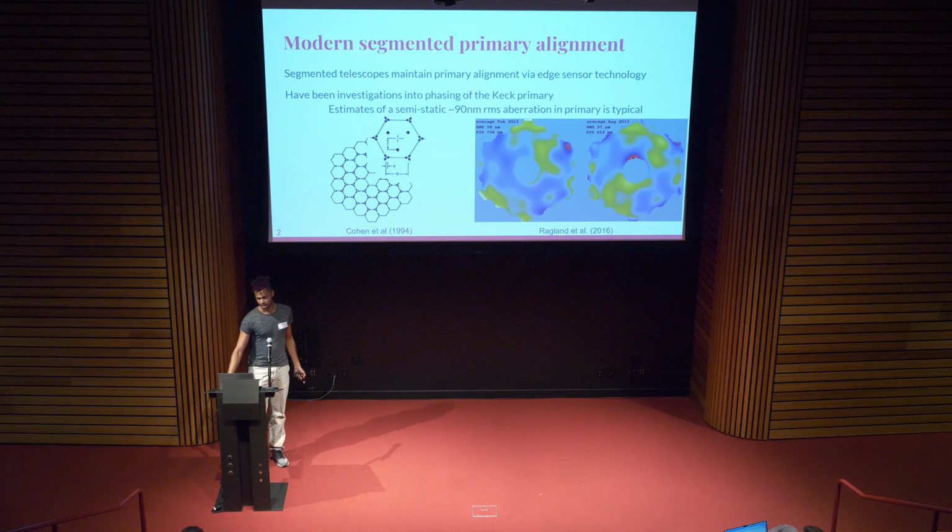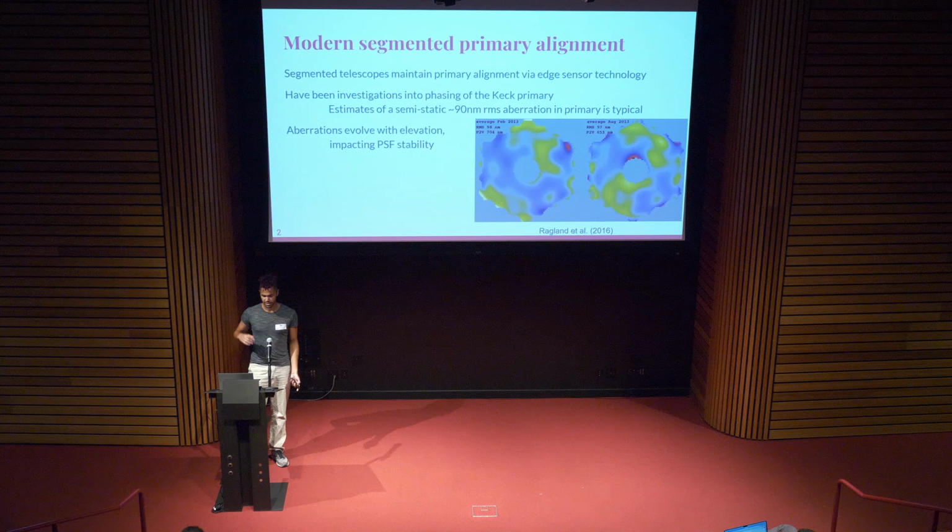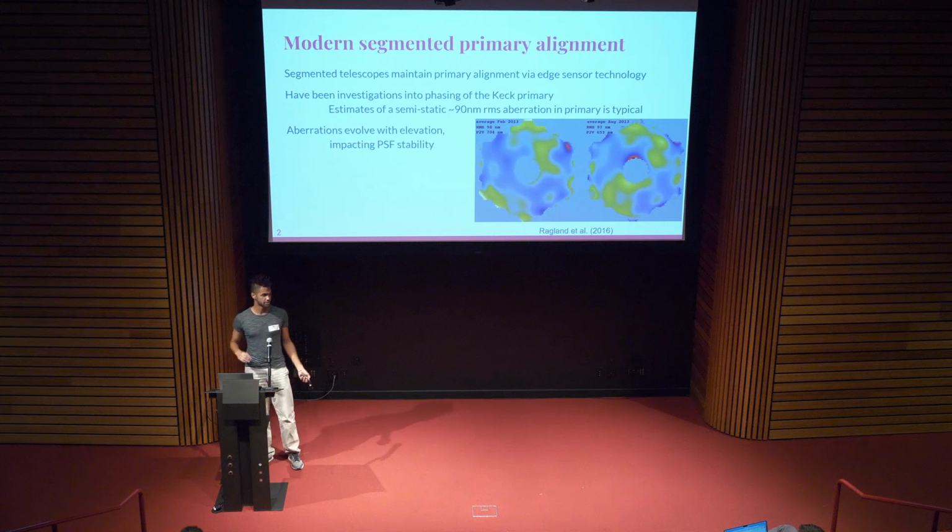Additionally, what's worse is that there's reason to believe that these aberrations will actually change with or evolve with the elevation angle of the telescope, meaning that if you are observing over multiple hours, the aberrations present on your PSF will slowly change, which will have trouble for things like astrometry or differential imaging. So we believe there's sufficient need for us to find some means of monitoring the phase of the primary mirror separate from these edge sensors in order to supplement how they operate.